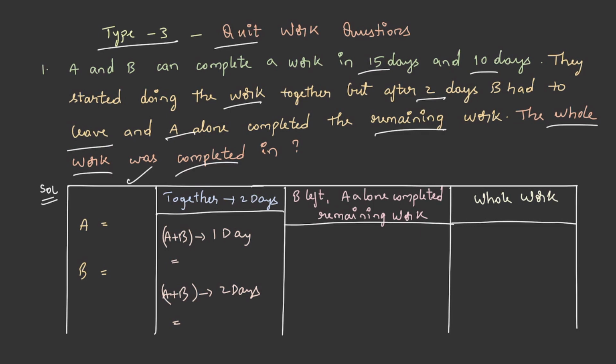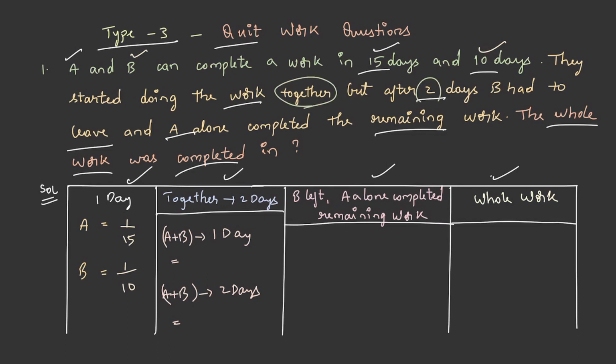So I have made this question into different parts for better understanding. So A completed his work in 15 days. So part of work done in 1 day will be 1 by 15. Similarly, B completed it in 10 days. So his 1 day part will be 1 by 10. It is given that they started the work together, but they had done it only for 2 days.